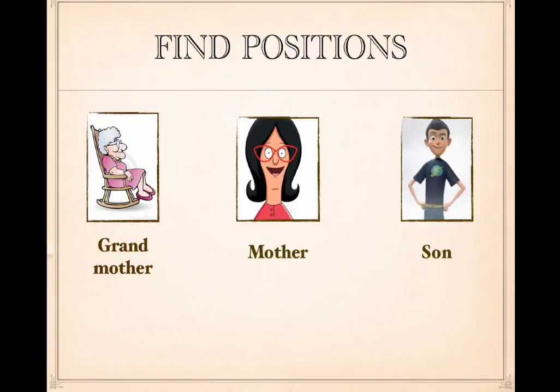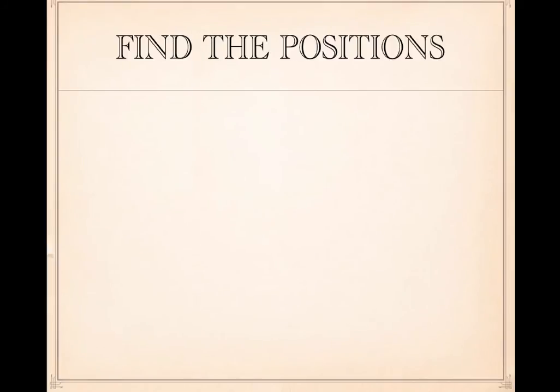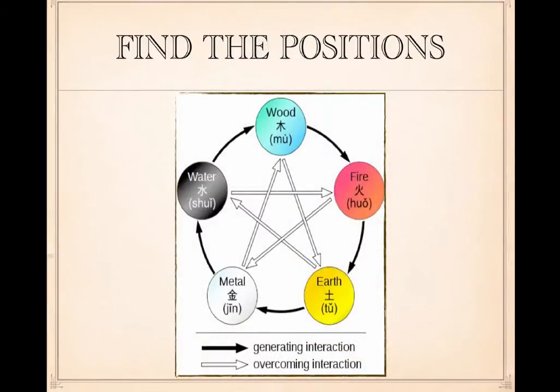So next we're going to find the positions. You have the grandmother, the mother, and the son. These positions evolved from the 5-element chart. So first you have the generating cycle. If you see the generating cycle is represented with the black arrows, you start with wood. Wood generates fire. Fire generates earth. Earth generates metal. Metal generates water, and water generates wood.